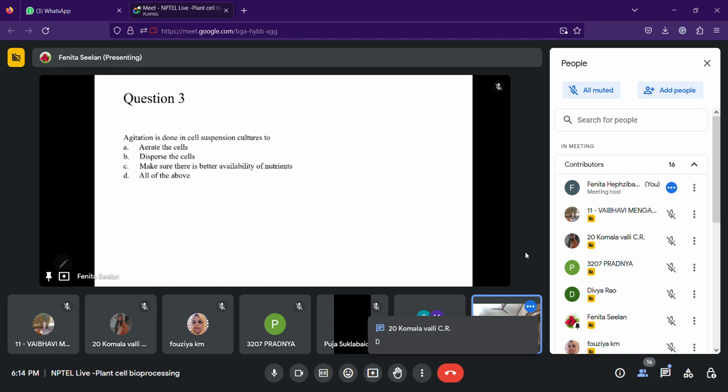The answer for this is D. Yes, Komalvali, the answer is D. What is agitation and how is agitation done with suspension cell culture? Do you know anything about that? How do you give agitation to your cells? The answer is D, which is the aeration. The agitation helps in aerating the cells, dispersing the cells, and making sure there is better availability of nutrients.